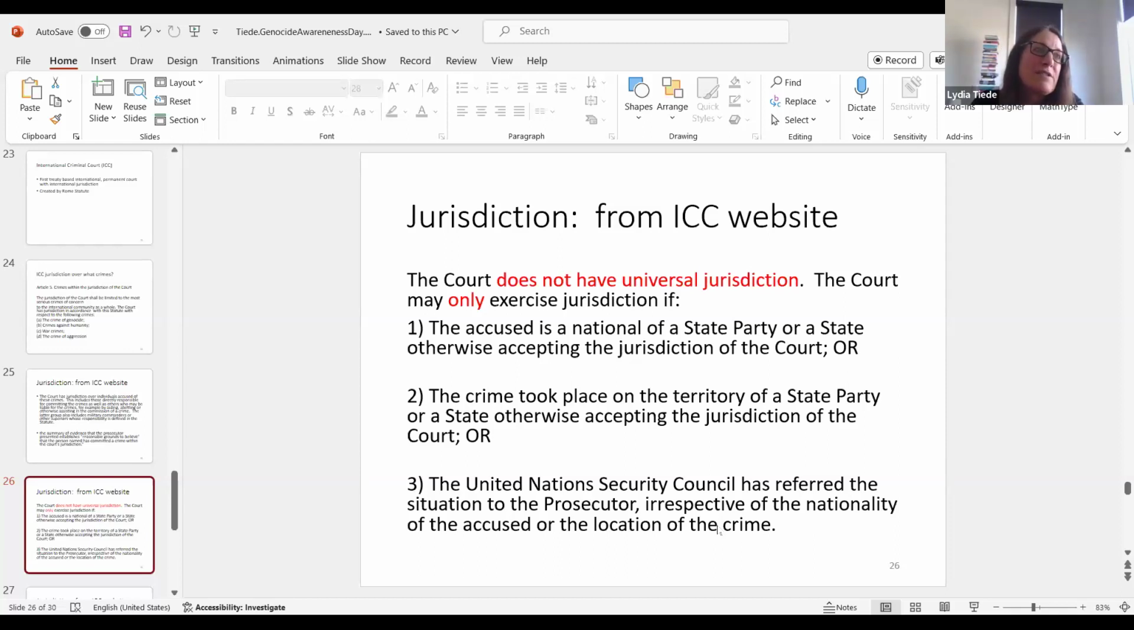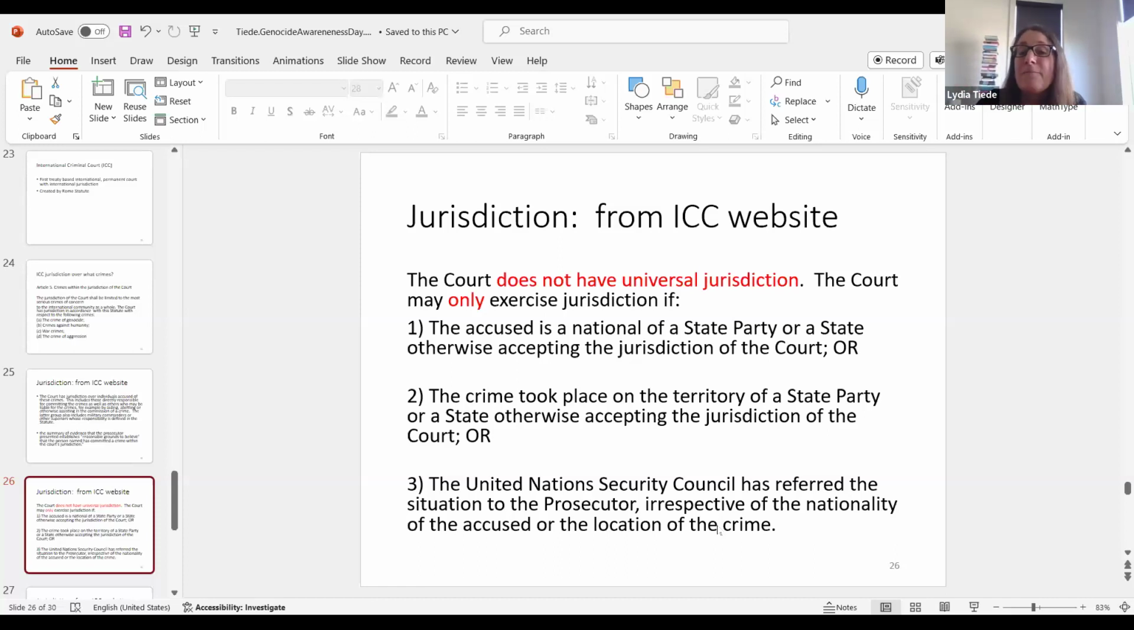So let's say some invading power comes into your country. You're of a country that has signed on to the jurisdiction of the International Criminal Court, but that other country perpetrates genocide in your country, they can also hear the case. And then the final way is the United Nations Security Council can refer cases. So maybe they say, International Criminal Court, we want you to go after, I don't know, Bashar of Syria, right? They can actually tell the court and refer a case to them. So those are the only three ways the court can hear cases.